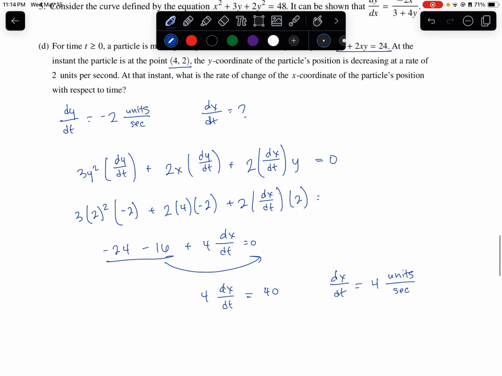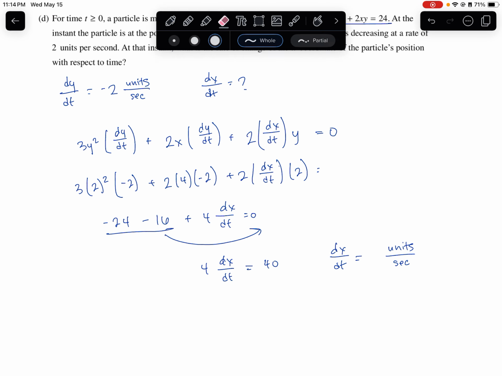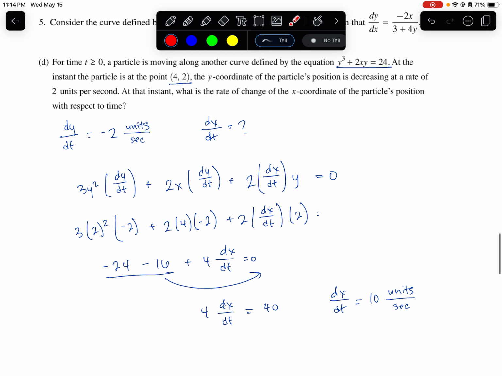So what is the rate of change of the x-coordinate of the particle's position with respect to time? Sorry, I'm so bad at that, it should be 10, sorry. 40 divided by 4 is going to be 10, so 10 units per second. And that should be everything you need for that one. Okay?